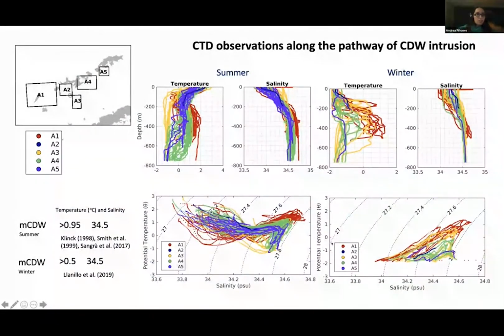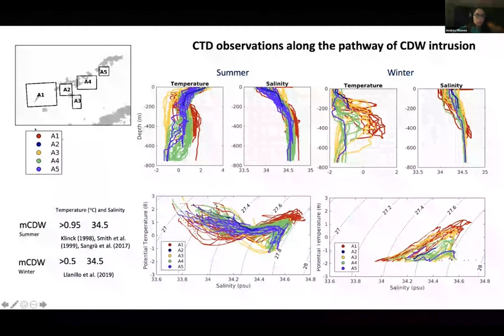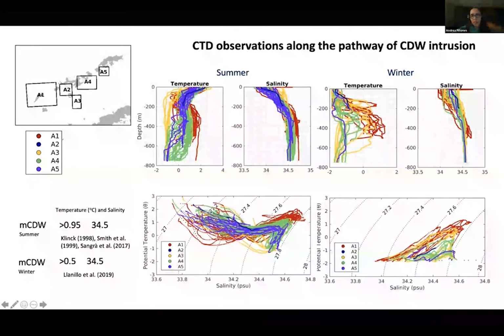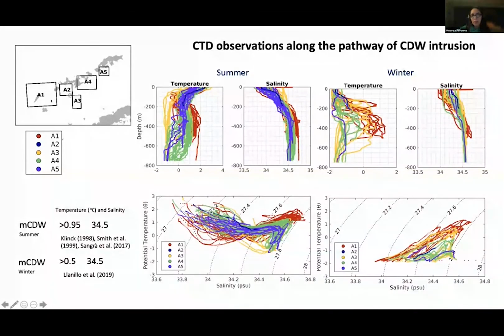In order to compare and validate the simulations we did, we analyzed the historical CTD observations along the pathway of intrusion, and we took different areas along the pathway that I was already showing you. The colors on the CTD profiles are coherent with the pathway from the open ocean into the South Shetland Islands. It's what we can see here.